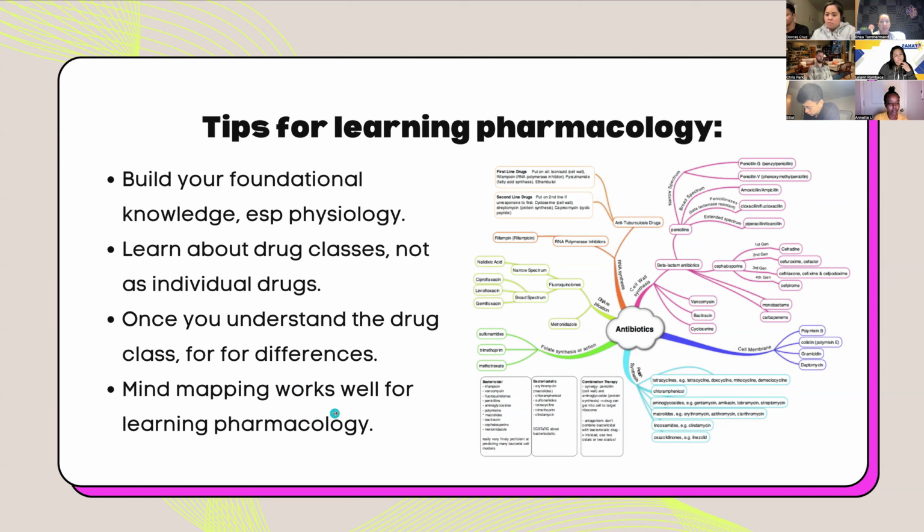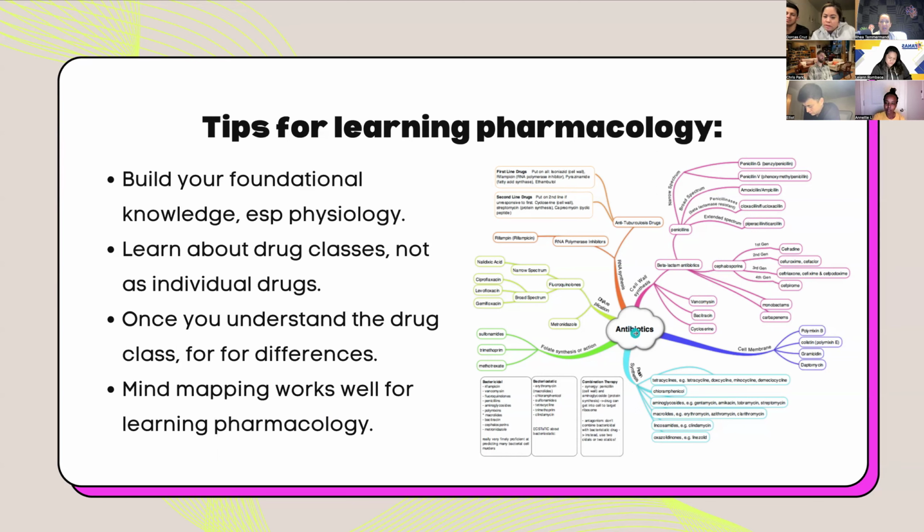Mind mapping. If you don't know what mind mapping is, there's definitely lots of YouTube videos out there that explain how to do this. Here's an example here of mind mapping antibiotics. It does work really well for learning pharmacology. I definitely recommend it. So I'll take you through this antibiotic mind map here.